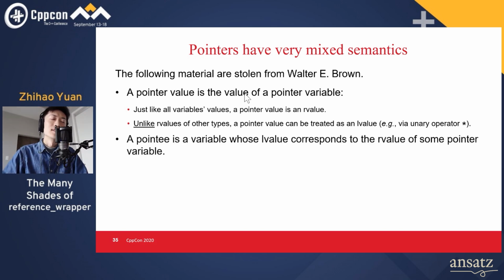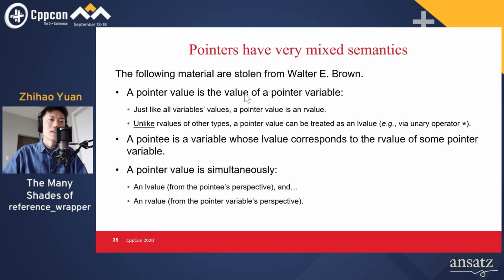A pointee is a variable whose L value corresponds to the R value of some pointer variable. A pointee is what you get if you dereference it. Given this background, a pointer value is simultaneously an L value from the pointee's perspective and an R value from the pointer variable's perspective. Which means the so-called two-star programming made use of these semantics, while reference wrapper made them explicit.